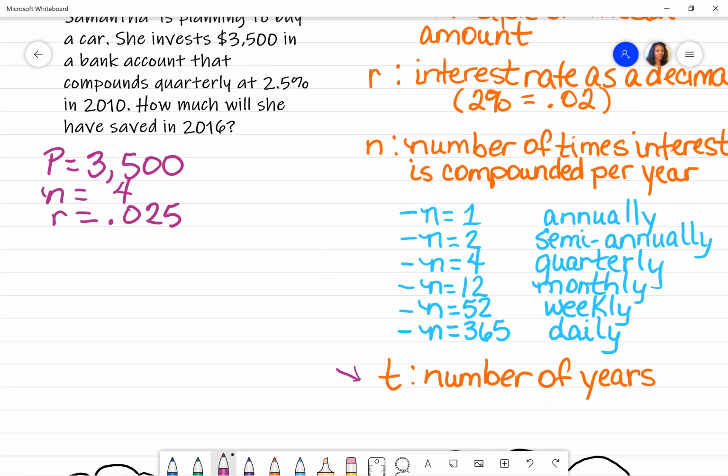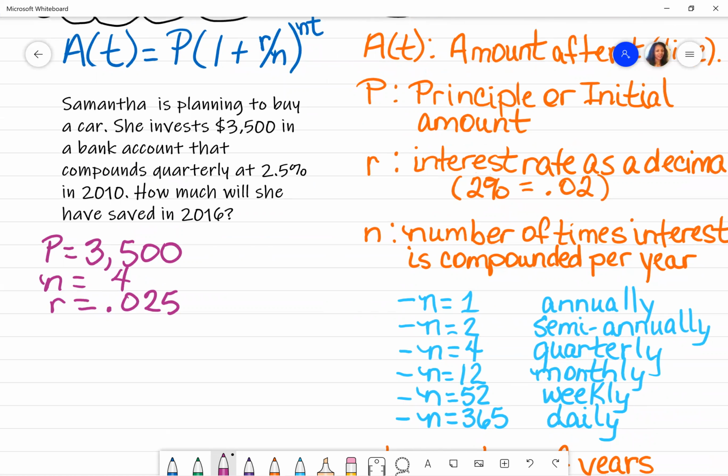So we have to pay attention to what the question is asking. So A of t is the amount after a period of time. So what are we looking for? It says, how much will she have saved in 2016? Well, yes, we are going to be looking for A of t. So I know that's what we're trying to find. So therefore, we also should have t in our problem somewhere, but I don't see it. You do, you just have to do a little bit more work.